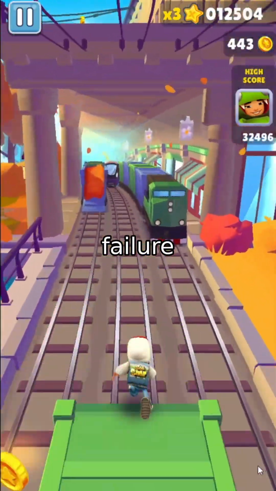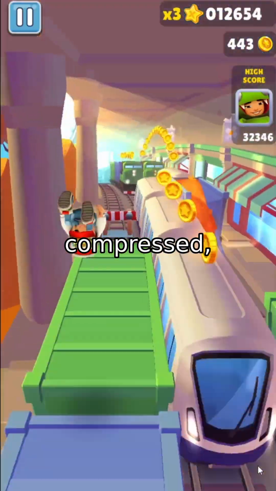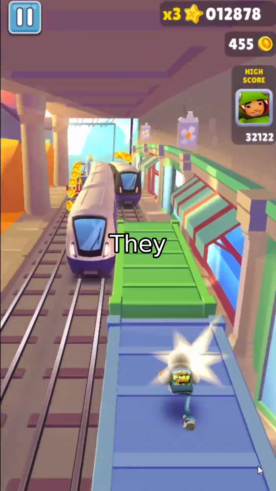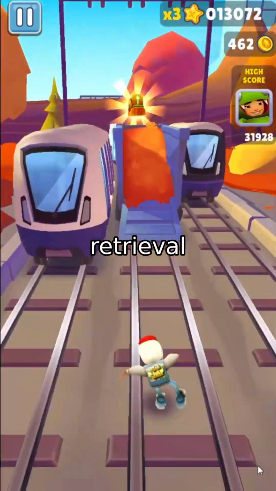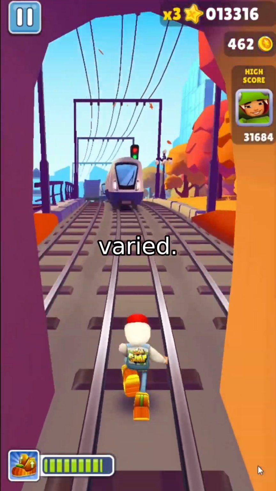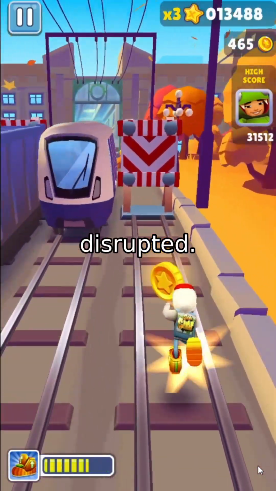We also analyzed failure modes. When reasoning heads are compressed, models fall into repetitive loops. They lose track of their own logic. When retrieval heads are compressed, errors become more varied, but still, the reasoning process is disrupted.